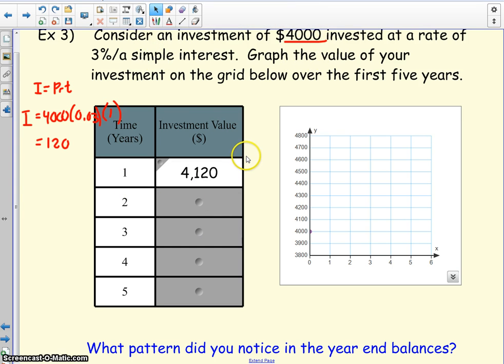so I get $4,120. I'd like you to take a minute, repeat that process for years 2, 3, 4, and 5, and see if we can notice any pattern in the final value of the investment or the year-end balances. Okay, so push play and you're ready to go through it together.